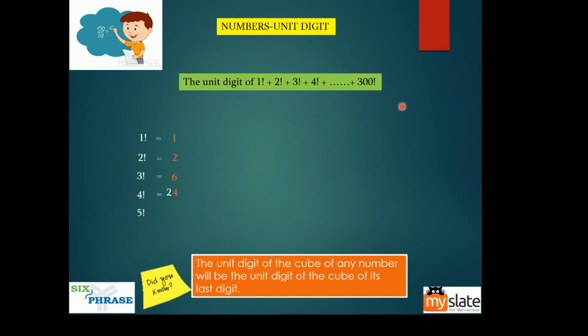Now for 5 factorial, the unit digit is 0. For 6 factorial, also it is 0. For 7 factorial, again it will be 0. For 8 factorial, it will be 0. So if you look at the unit digits, you are just going to do the sum of 1, 2, 6, 4, 0, 0, sum of all this and a host of zeros. Finally, you will end up with 13 and the final answer is 3. See how simple it is?